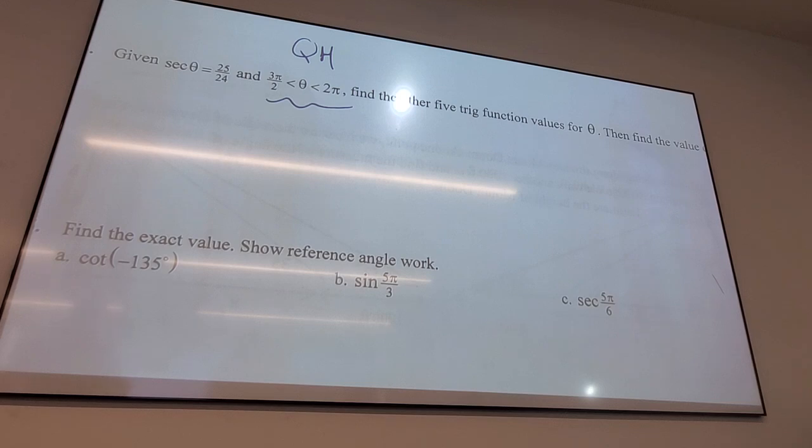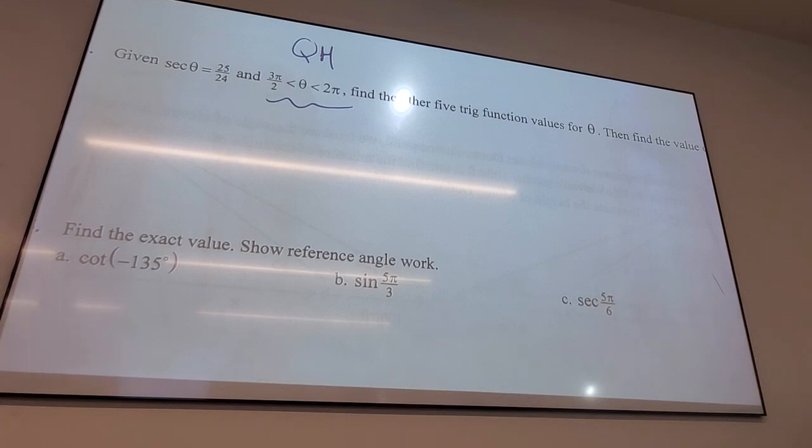Something else that makes sense. What's the biggest that cosine can be? What's the biggest output that cosine can have? 1. So what's the smallest output that secant can have? 1. Because doesn't secant go up from there? So secant will always be greater than or equal to 1, or less than or equal to negative 1, right? It's got to be out. That's why secant visually looks like this, because it can't be in here.